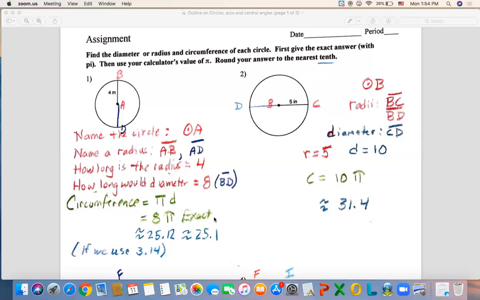This right here is what's called the exact answer. Pi is not an exact number. 3.14 does not equal pi. It is an estimation of pi. Pi is actually a decimal that goes on forever. So if they ask for an exact answer, we do this. If they say something to the 10th or the 100th or some other decimal place, we're going to substitute 3.14 in. Look at 2, circumference. The diameter is 10, so we go 10 times pi. 10 times pi would be 31.4.